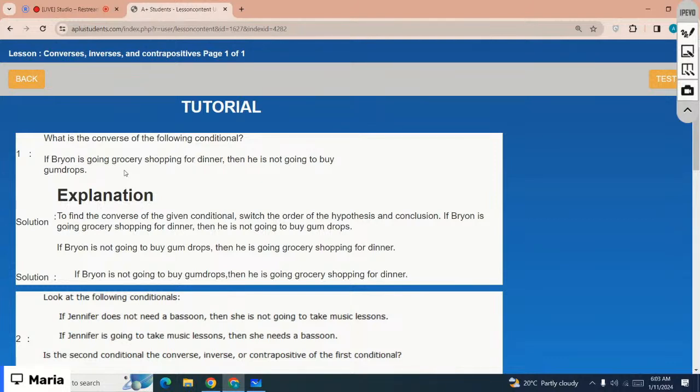You have to convert the if part to the then part. Basically, you have to interchange the if and then parts, right? Make the then part as if and then make the if part as then, right?